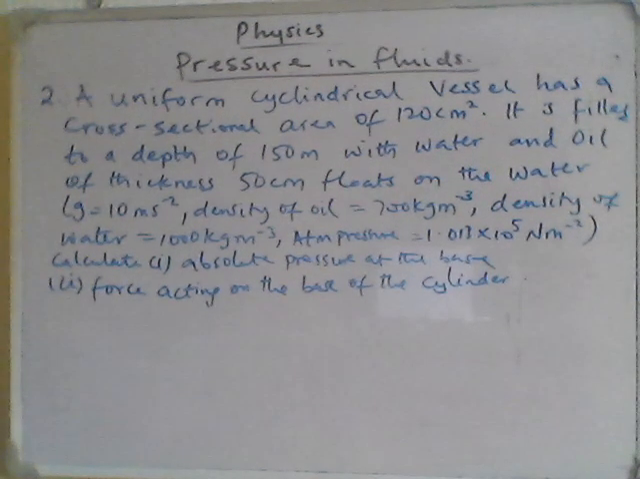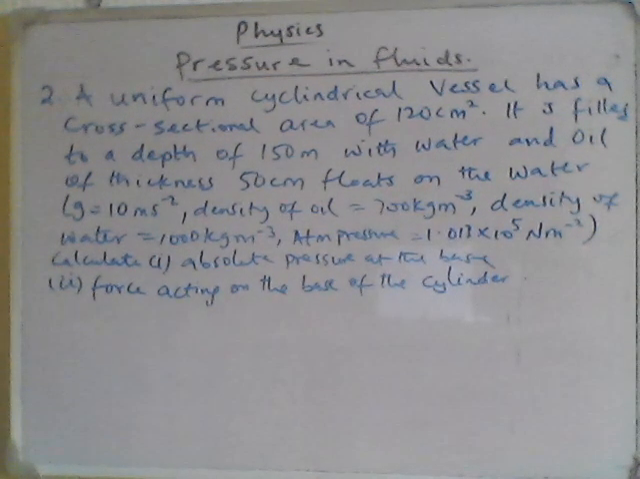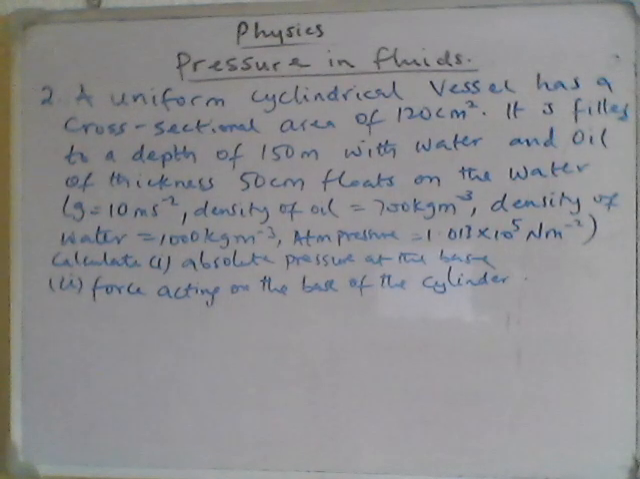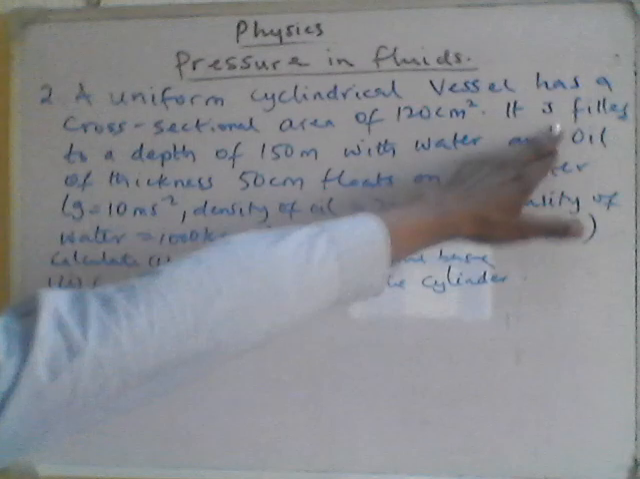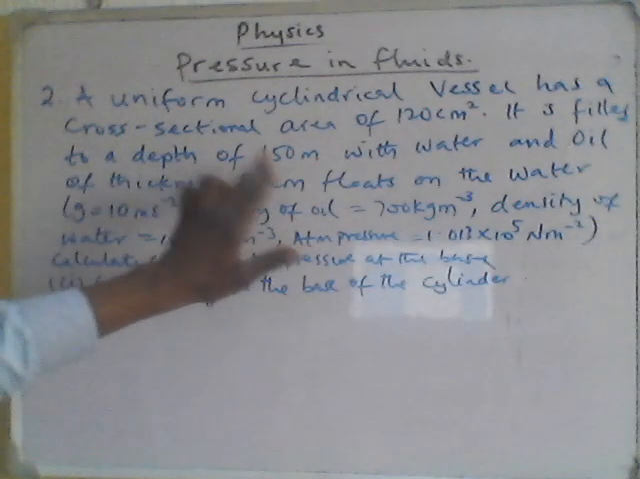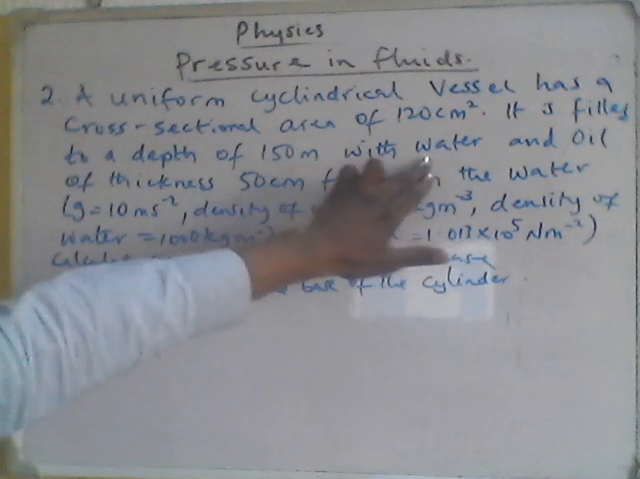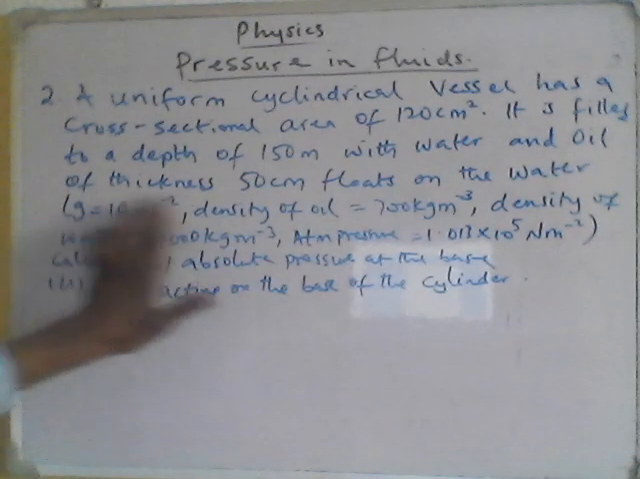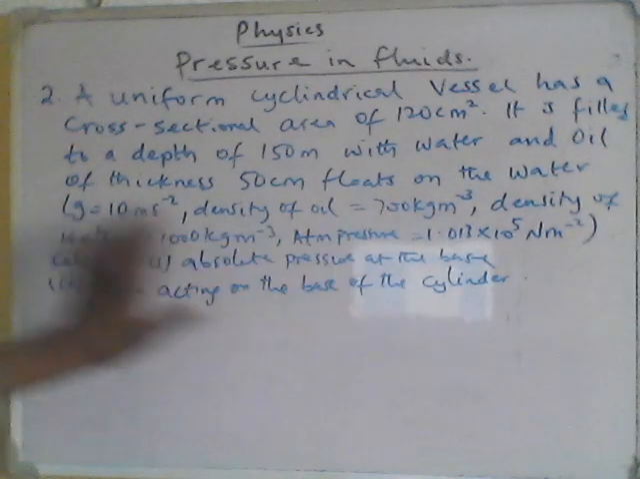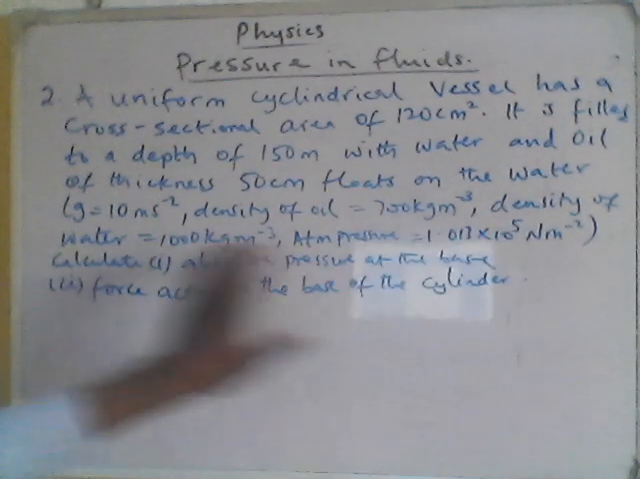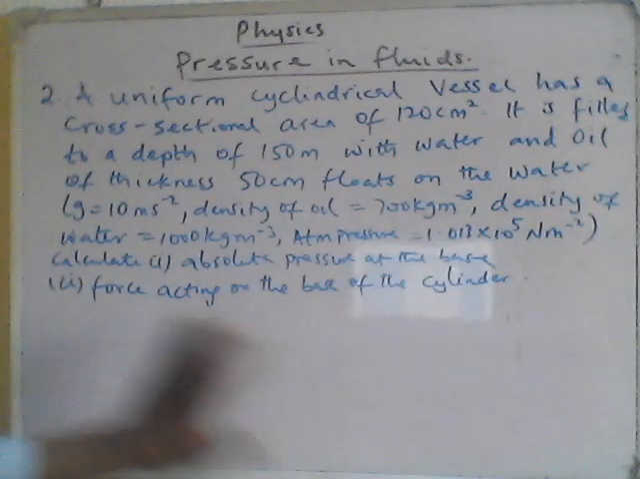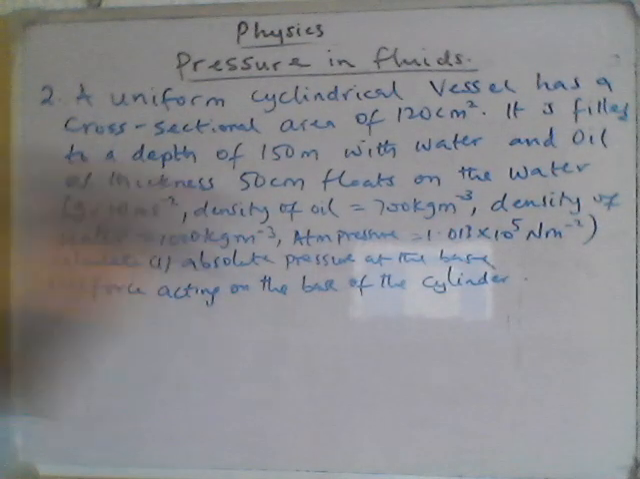Okay, so we have another question on the board. It says a uniform cylindrical vessel has a cross-sectional area of 120 cm square. It is filled to a depth of 150 cm with water, and oil of thickness 50 cm floats on the water. So this is the gravity, this is the density of oil, and the density of water. The atmospheric pressure is given as this. Calculate the absolute pressure at the base.